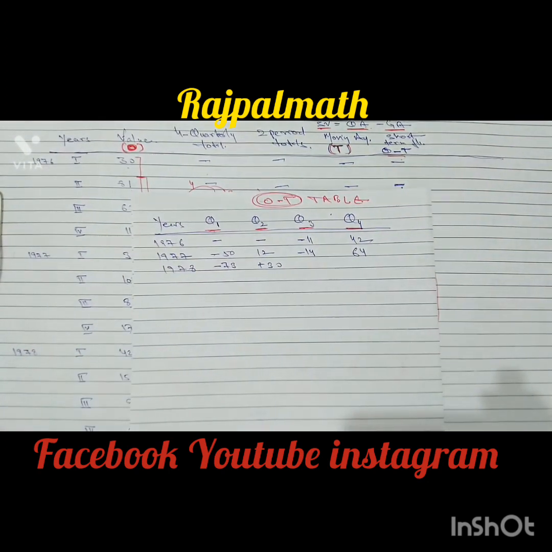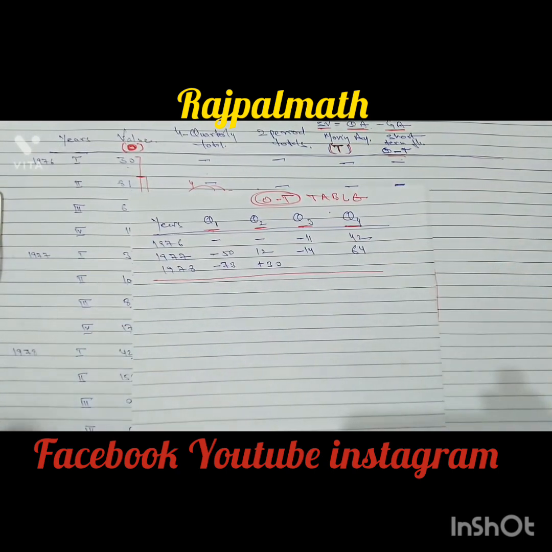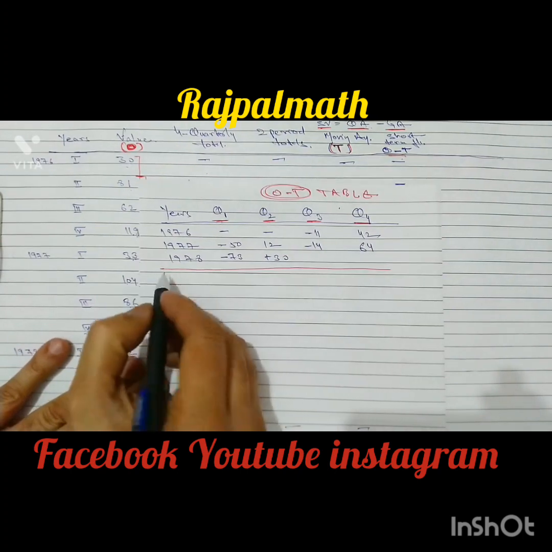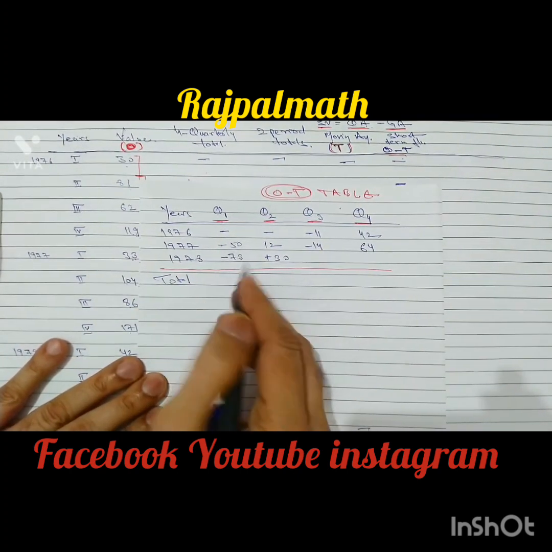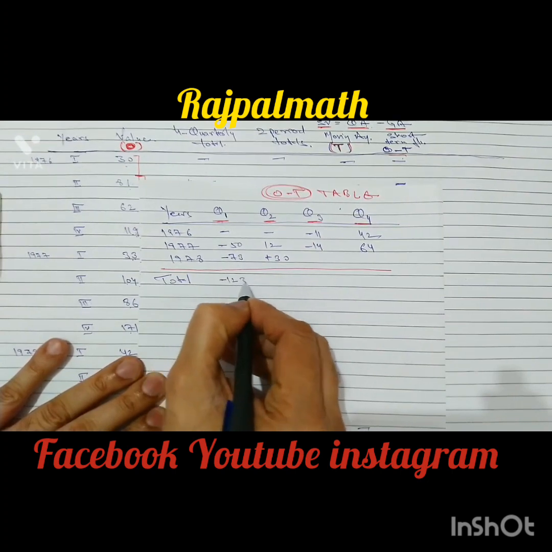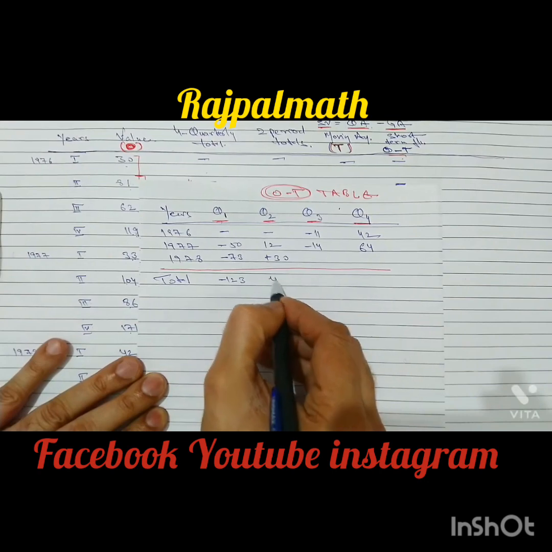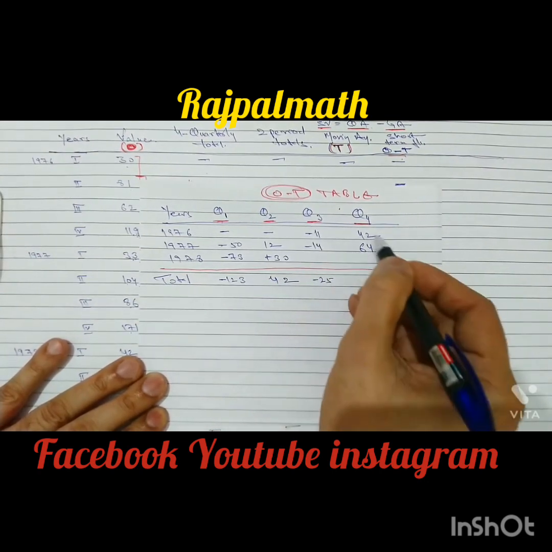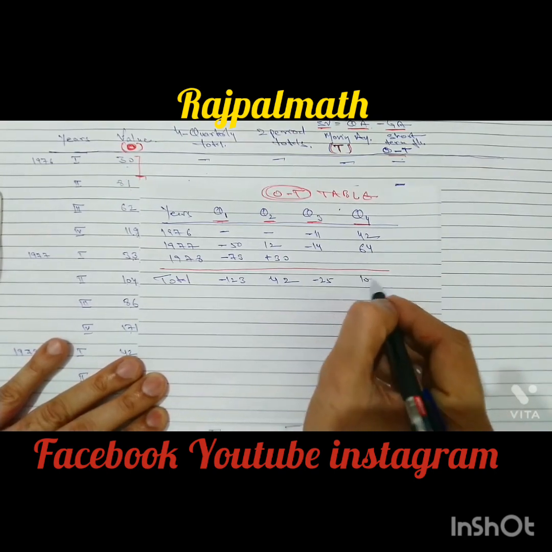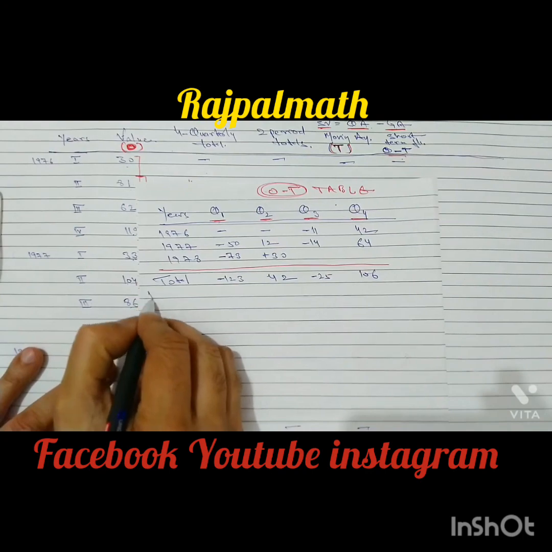Now find total. Find total of these terms. Total of minus 50 and minus 73, minus 123. Total of these two terms, 12 plus 30, 42. Minus 11 minus 14, minus 25. 42 plus 64, 106. Now find average.